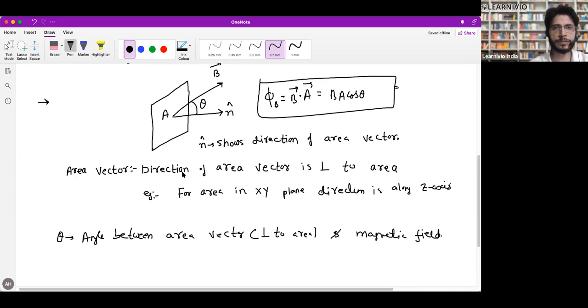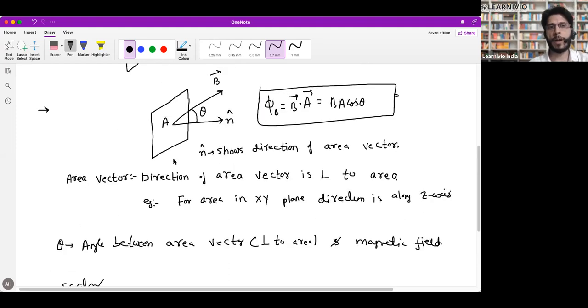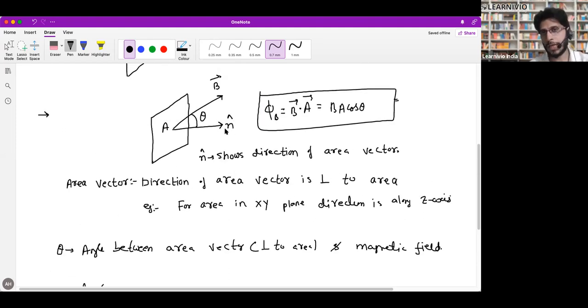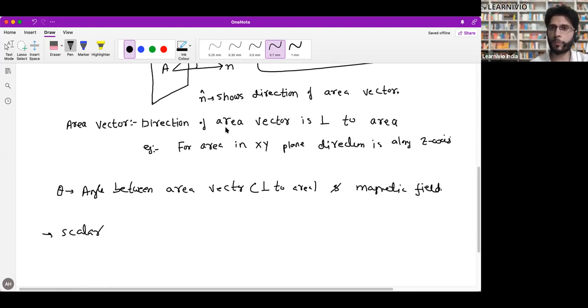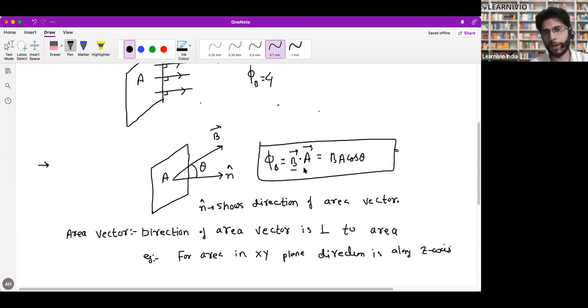Magnetic flux is a scalar quantity. Magnetic field is a vector, area vector is a vector, but after the dot product we get a scalar. Its SI unit is the SI unit of magnetic field multiplied by the SI unit of area.